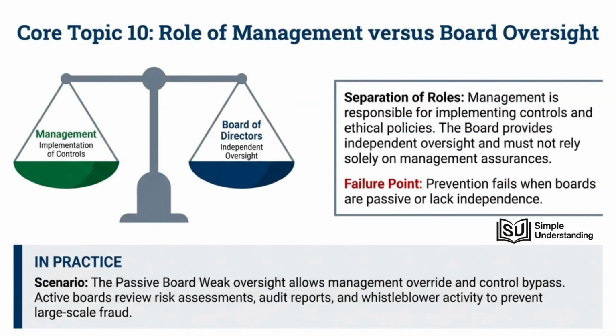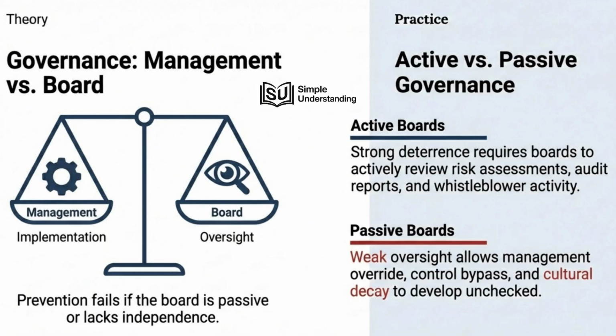10. Role of management versus board oversight. Management is responsible for implementing controls and ethical policies, while the board of directors provides independent oversight. The exam tests understanding that prevention fails when boards are passive, lack independence, or rely solely on management assurances.